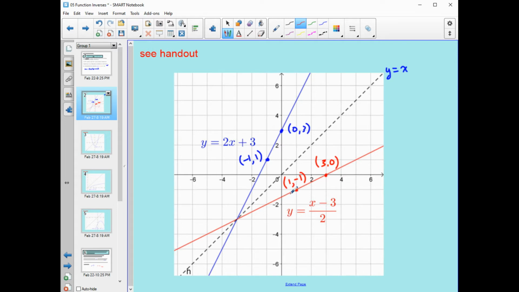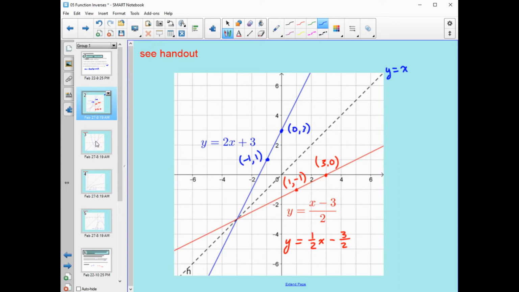Now, because it's just a linear relation, I can actually determine the slope and the y-intercept, and it turns out that this red line has the equation y = (x - 3)/2, or you could write that as y = 1/2 x - 3/2 if you wanted to put it in slope-intercept form. And that is the inverse to our original 2x + 3, and hopefully you can start to see the idea of that mirror image. Notice that where the two lines cross each other, that is actually on the line y = x. So the mirror image of that point is the exact same point.